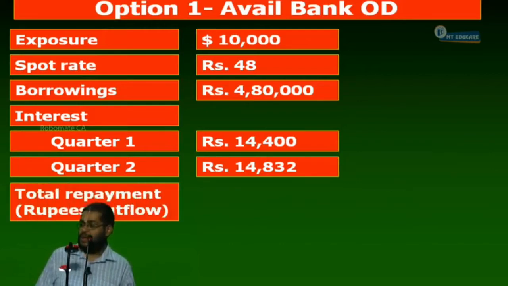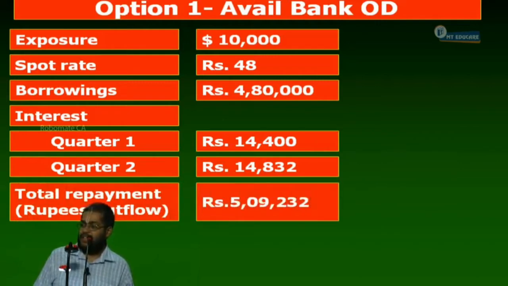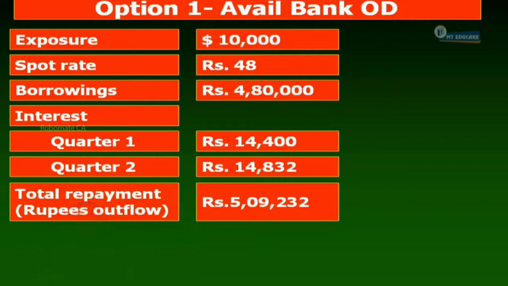Tell me what is the amount here? It is 5,09,232. Rupees 5,09,232. Remember, respond. Are you following?